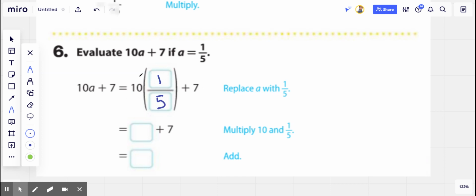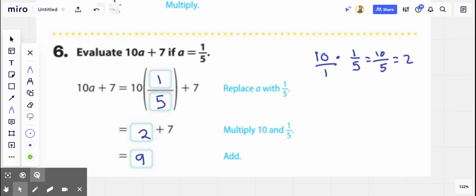Now, let's go ahead and figure out what 10 times 1/5 is. We know that 10 is a whole number, so as a fraction it's over 1. So 10 times 1 is 10, and 1 times 5 is 5. 10 divided by 5 equals 2. All right, so it's 2 plus 7. 2 plus 7 is 9.